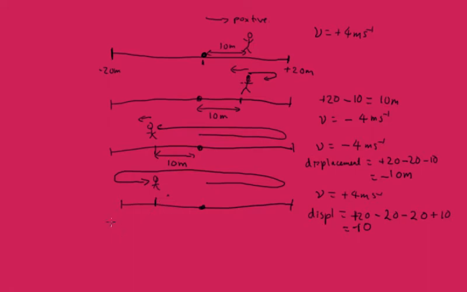But his distance at this point is 20, 40, 60, 70. So his distance at this point is 70 meters, but his displacement is minus 10 meters.